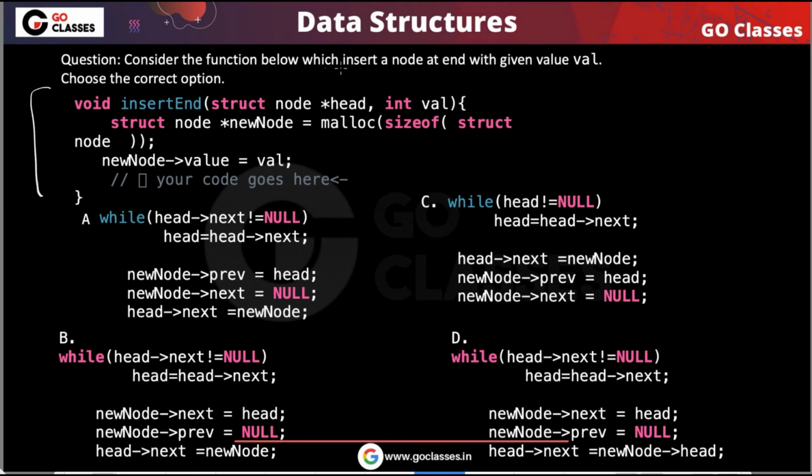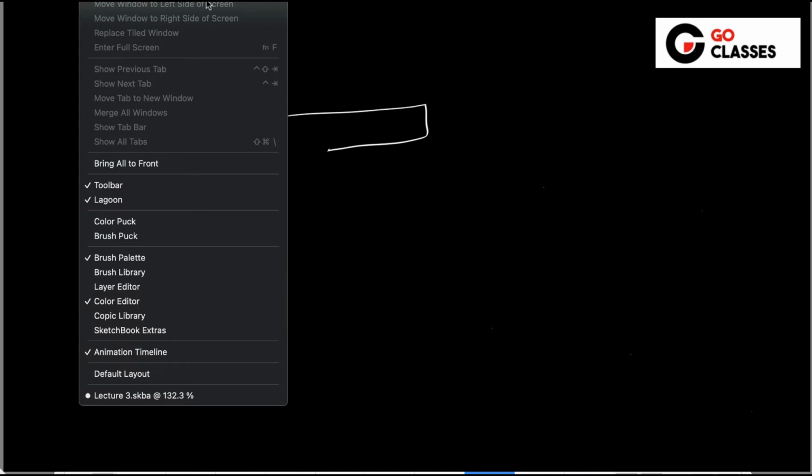So consider the following function which inserts a node at the end with the given value. Now choose the correct option. So your code should go here. Just see what they are doing. They are inserting at the end, creating a node, and setting the node value, right? Okay, that is fine. Let me go to the next page.